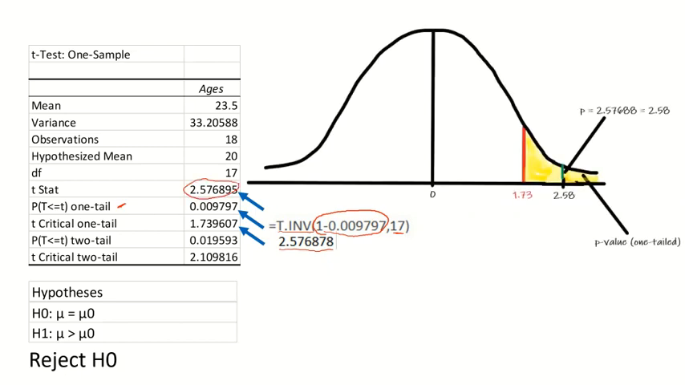So what does that mean? That means that from our t statistic here, going to the right, this whole thing is our p-value, and that's equal to 0.009797, or 0.9797%.